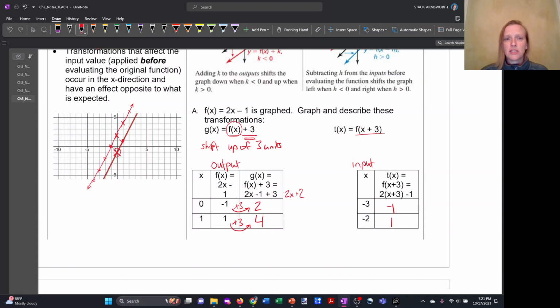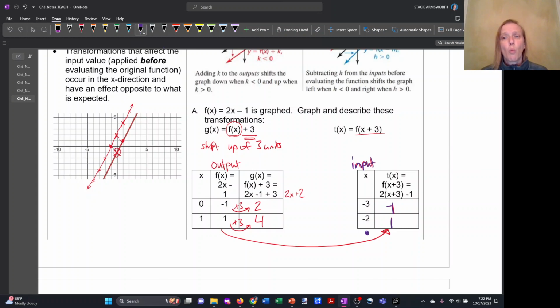The reason I chose these values is notice my output values are the exact same as my original function, but I chose different input values. In fact, I'm going to do this all in purple, just so that you can tell the difference between these lines.